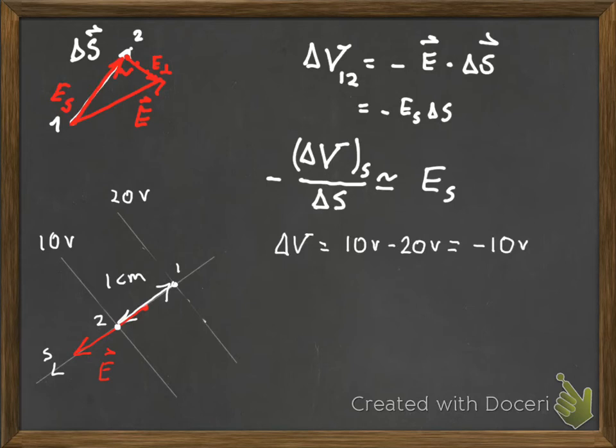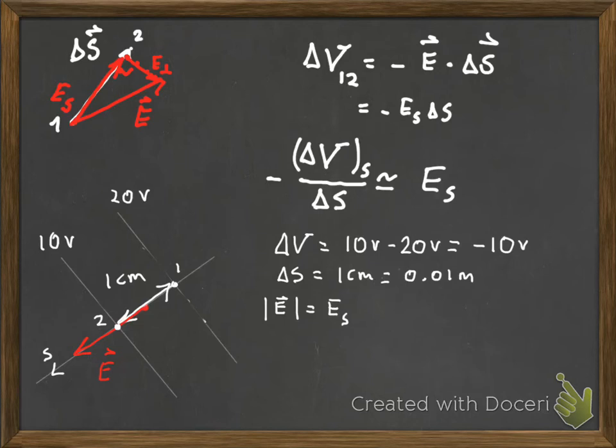So we're going to look at the difference in potential between 2 and 1. So that is 10 volts minus 20 volts. So the difference in potential is minus 10 volts. The distance, as I said, you were given that distance, so it's, let's say, 1 centimeter, so 0.01 meters. And all we need to do is use the equation.